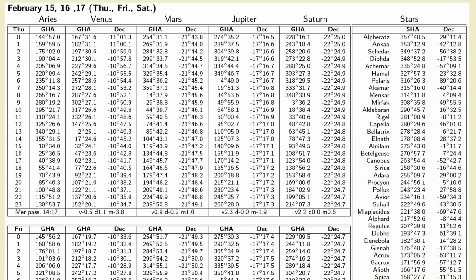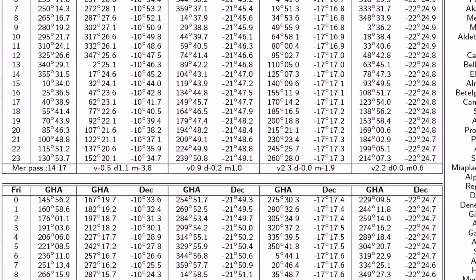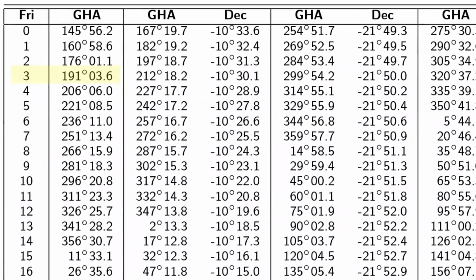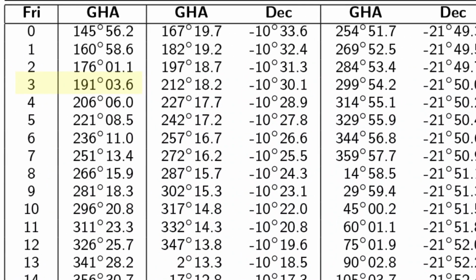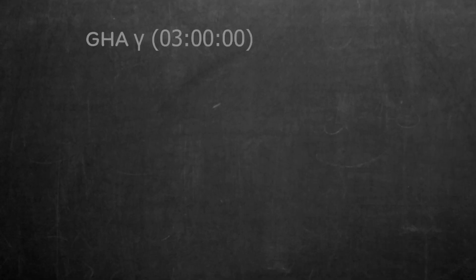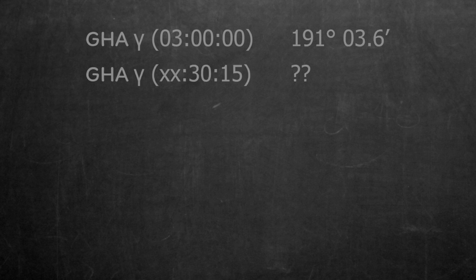Looking at the table for Aries on Friday the 16th, we can pull out the value that corresponds with the time that we need. As with everything in the almanac, we use universal time, so we're going to need row 3 for 03:30. This gives the Greenwich hour angle of Aries as 191 degrees, 03.6 minutes. We're then going to need to use increments to get to 30 minutes past the hour.